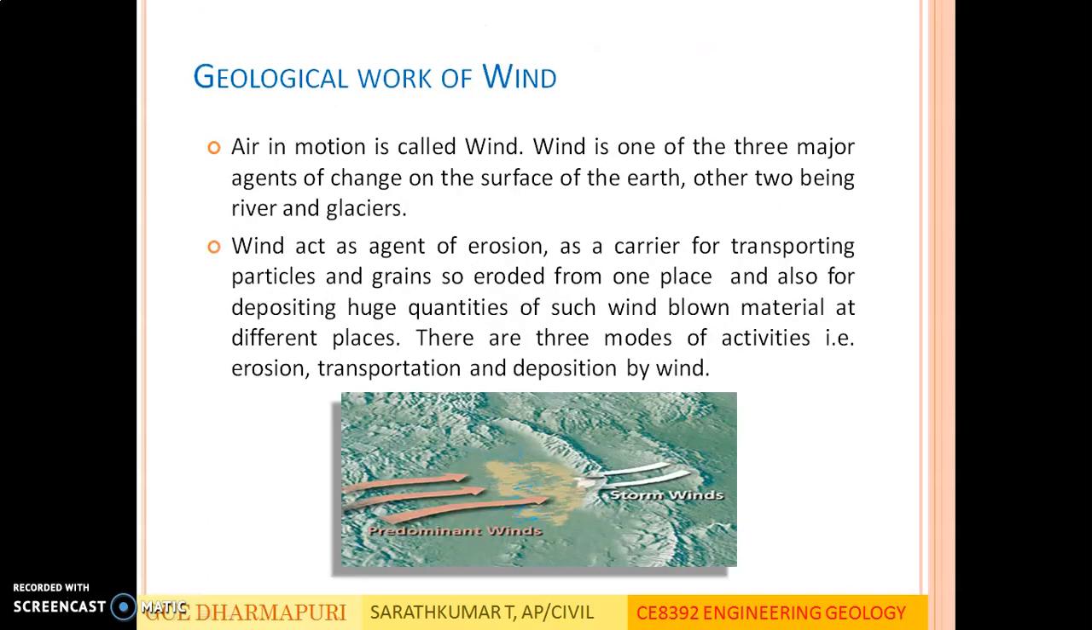Geological work of wind. Air in motion is called wind. Wind is one of the three major agents of change on the surface of the earth, the other two being river and glaciers. Similar to river water, the geological work of wind also has three well-defined phases: erosion, transportation and deposition. Wind acts as an agent of erosion, as a carrier for transporting particles and grains so eroded from one place, and also for deposition of huge quantities of such wind-blown material at different places.